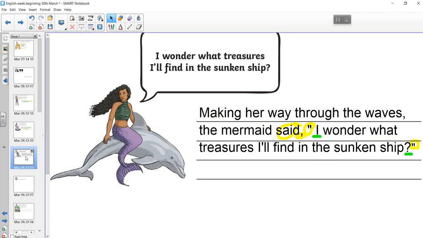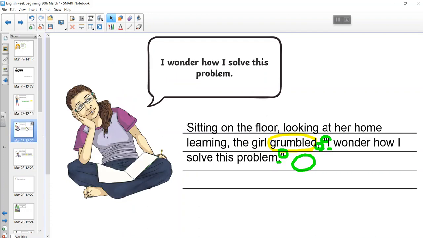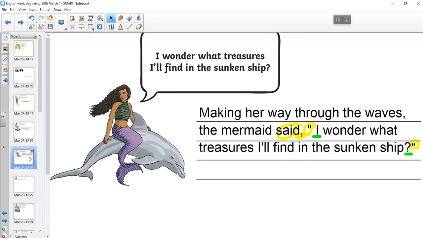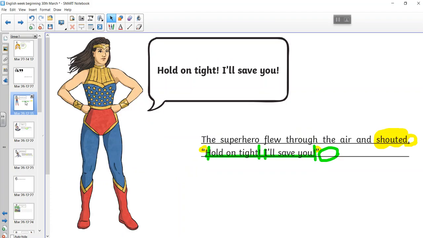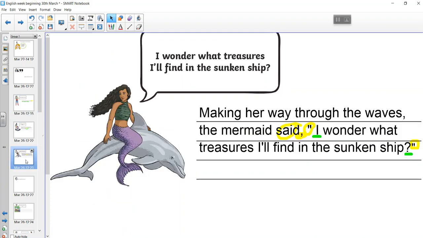So we've had a little look at finding the correct punctuation for when speech follows the verb. Let's look back at Wonder Woman, The Girl with Her Maths, and The Mermaid. Have a go at writing some direct speech for Wonder Woman, The Girl with Her Maths, and The Mermaid. When you've had a go, email it to me. We'll look some more at direct speech tomorrow.